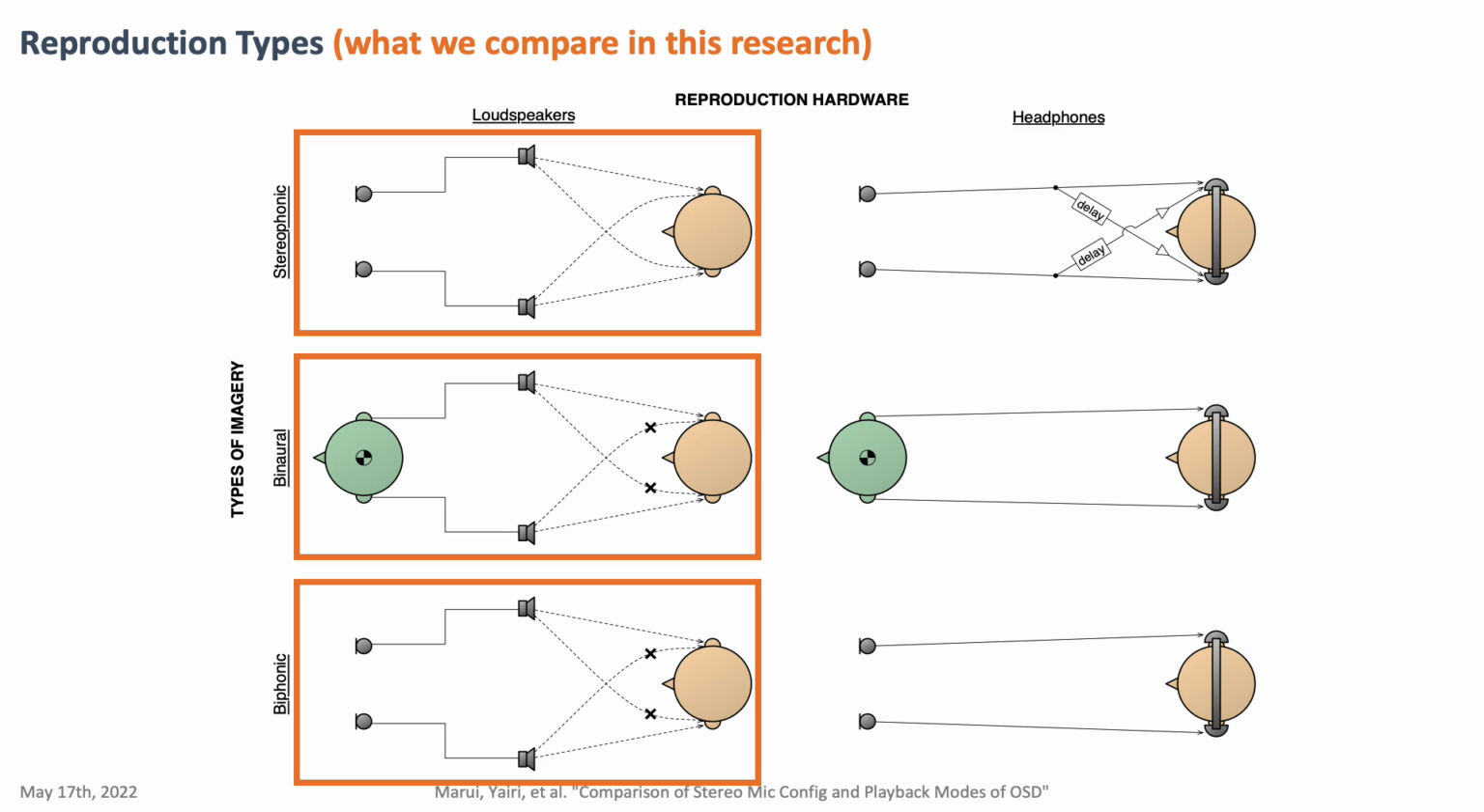Now, we have the recordings, but there is one thing we have to do for playback of stereo contents on OSD loudspeaker. Because OSD cancels the crosstalk between left and right channels, simply playing the stereo recording on OSD loudspeaker will make the sound image biphonic, not stereophonic. So we have to do something to create a stereophonic sound image.